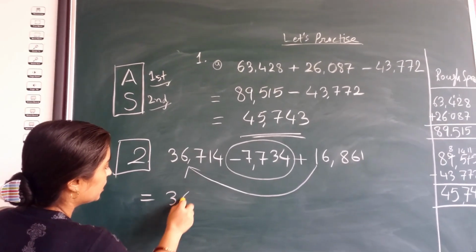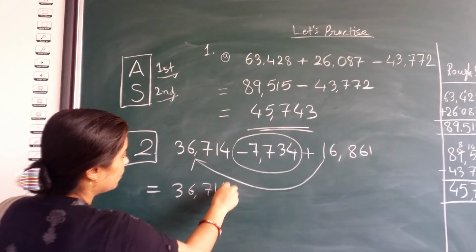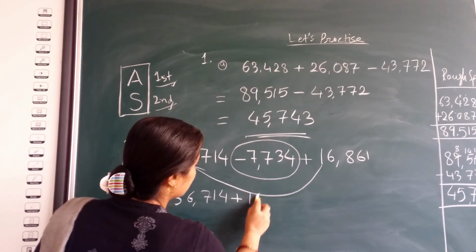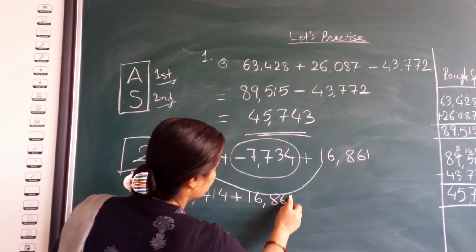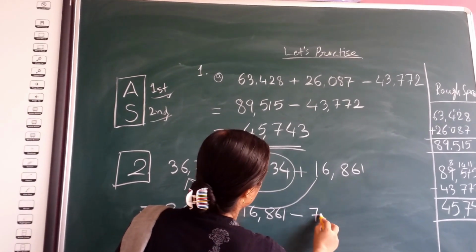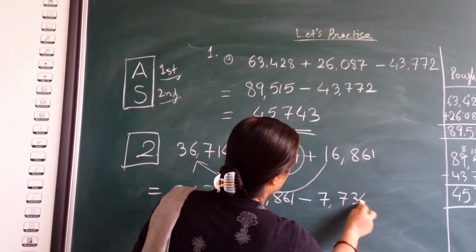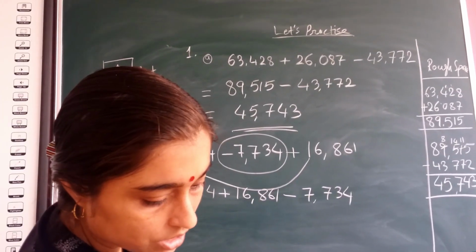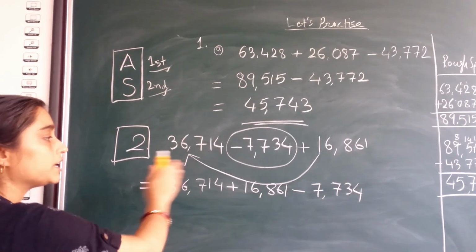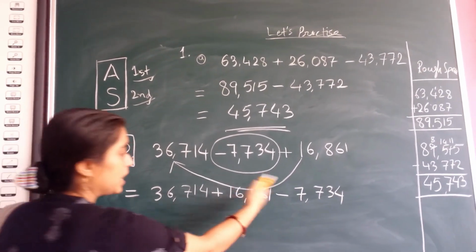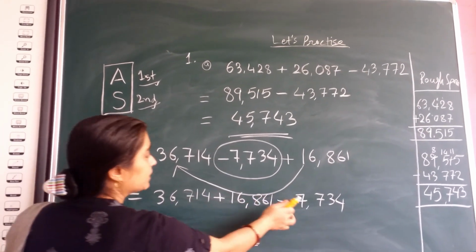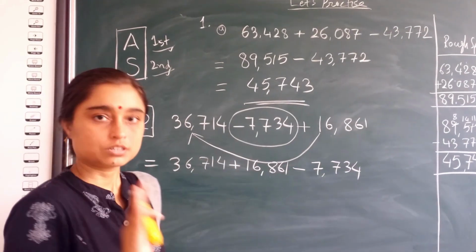This is equal to 36,740 इसके साथ में लिखो प्लस 16,861 और माइनस वाले को लास्ट में लेके चले जाएंगे. माइनस 7,734. This was the question, na? Yes. So this is the way. First you arrange it. Put the minus number at last. These two numbers you bring together, then you add them and then you subtract them, like that question. Understood?